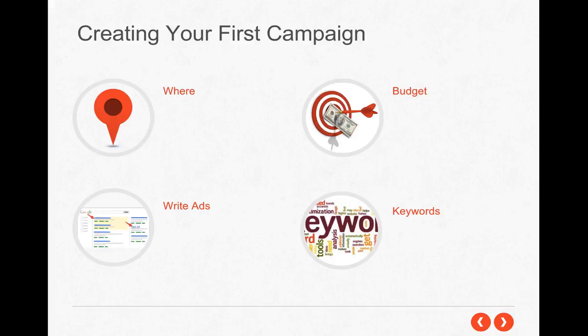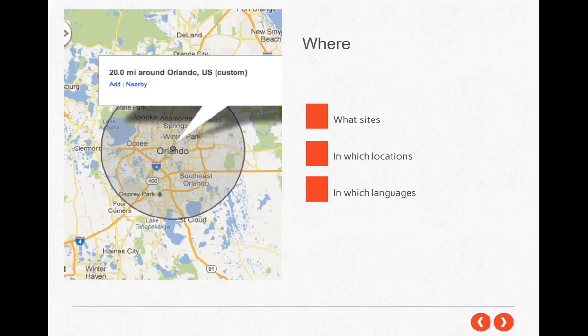The first is where, then you're going to have to think about your budget, you're going to have to think about writing ads because that's the customer facing component of AdWords, and that's something that you're going to definitely want to take some time to think about because that's what everybody sees when they're doing searches relevant to the keywords, the last component of creating your campaign based on the keywords that you've chosen to serve those ads for. So first, where?